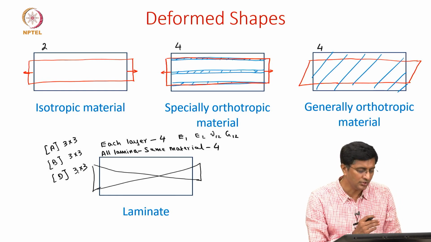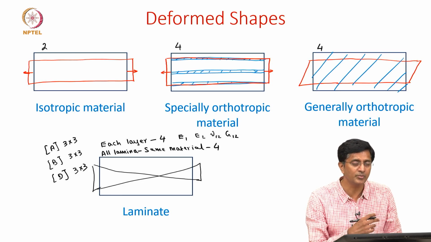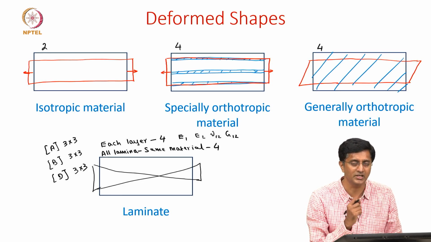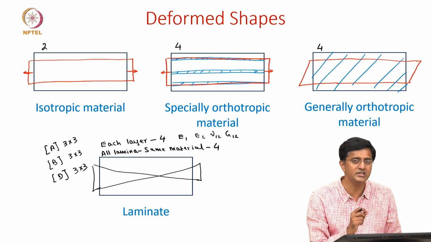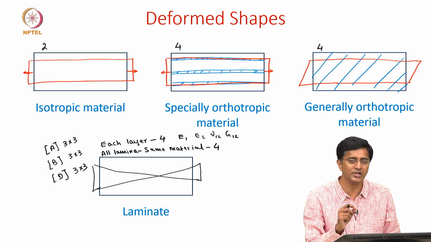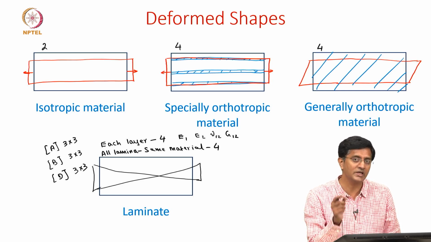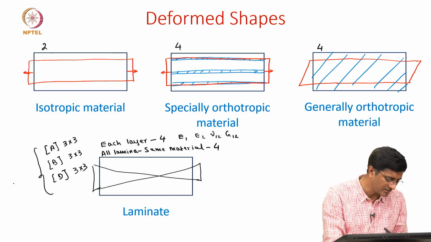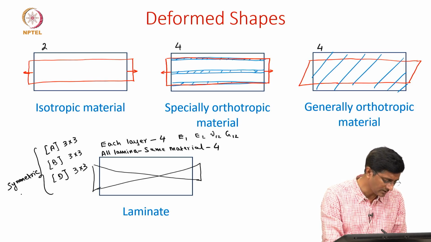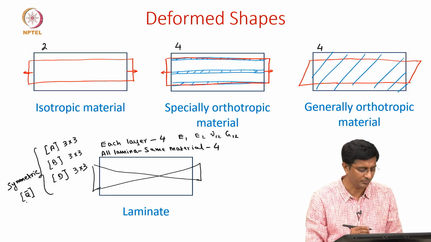But in addition to this, is there any other information about this matrix, let's say A? For example, is it symmetric? The answer is yes. The reason the matrix A is symmetric is because it is written in terms of the Q matrix, which again is symmetric. So all these ABD matrices are symmetric, and this symmetry is coming from the symmetry of the transformed stiffness matrix Q.